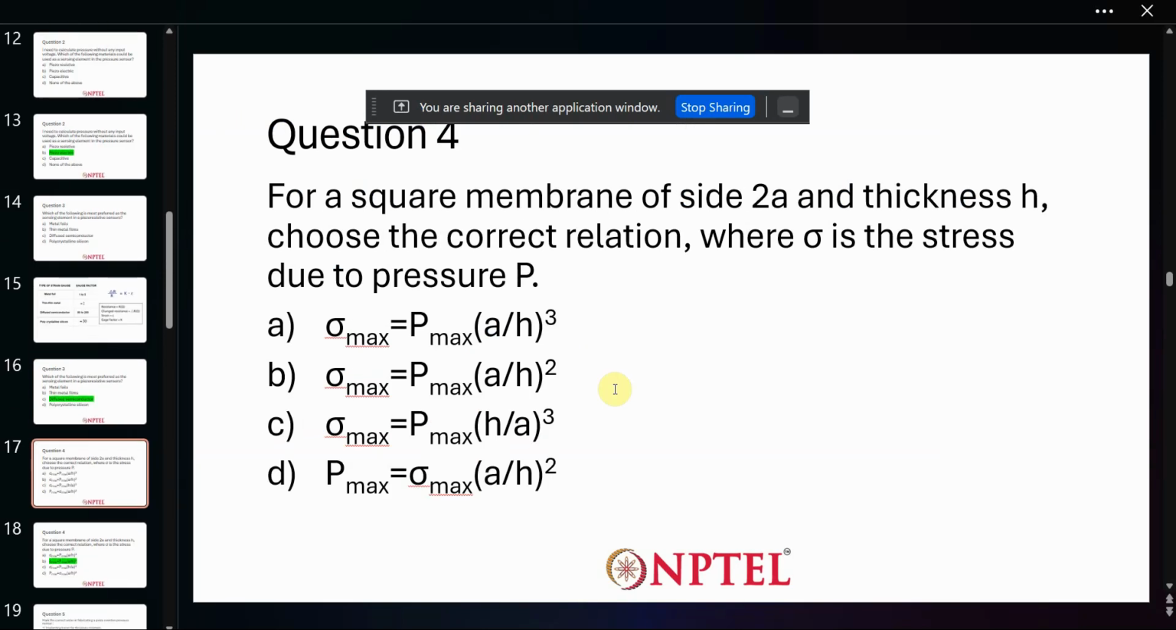This is basically a formula from your lecture slides. You have a square membrane of side 2a and thickness h. Choose the correct relation between sigma, that is the stress, and the maximum pressure. The answer is sigma max is equal to P max times (a by h) the whole squared.